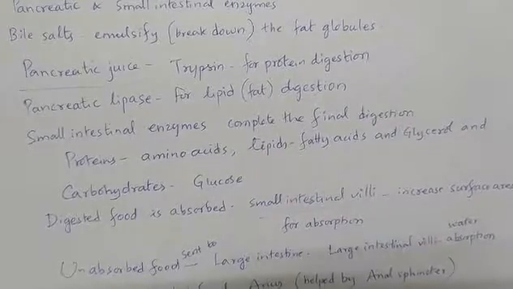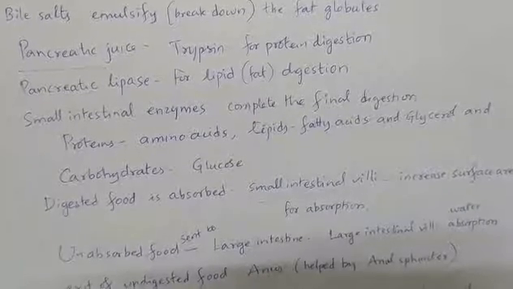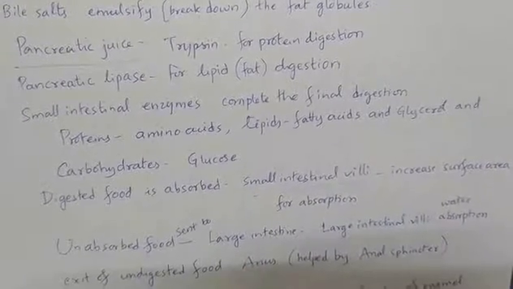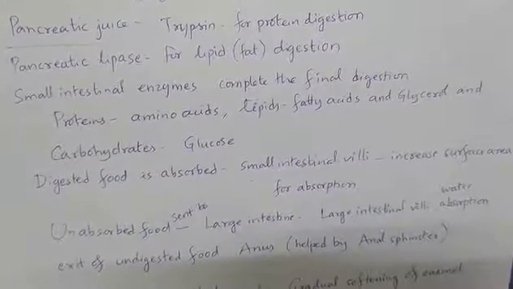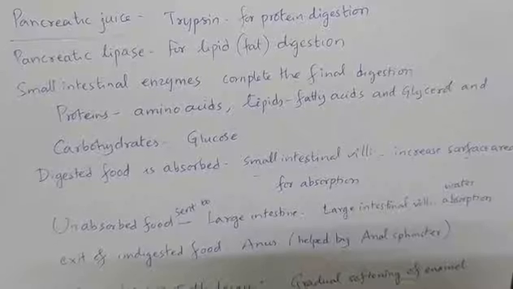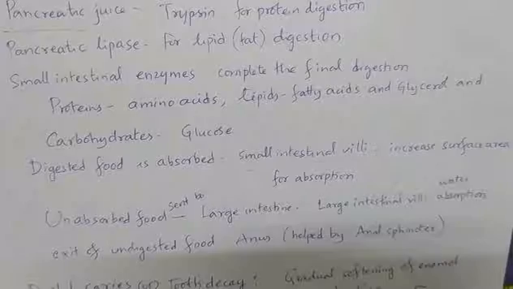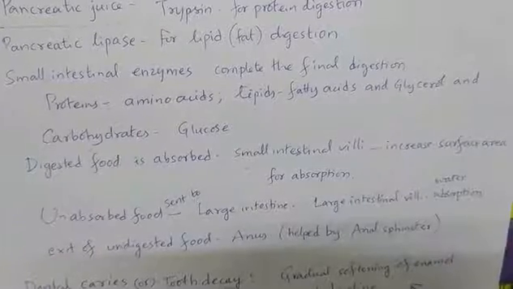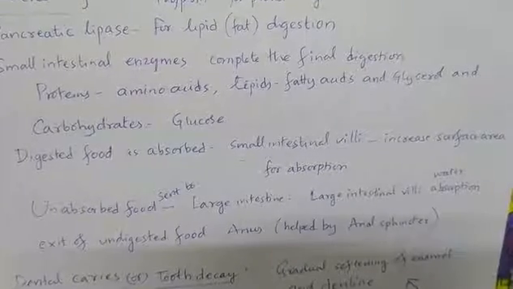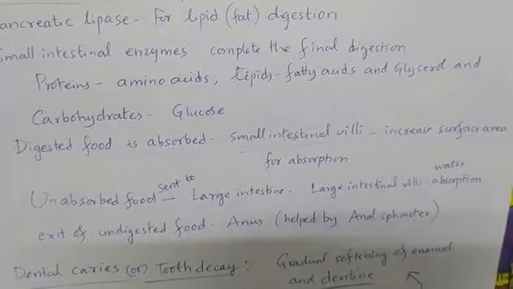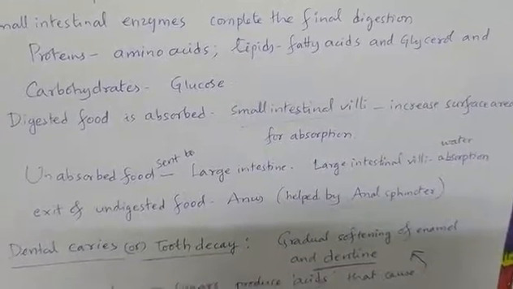Pancreatic juice contains trypsin and pancreatic lipase. Trypsin digests the proteins, pancreatic lipase digests the lipids. In small intestinal enzymes, carbohydrases, proteases, lipases and nucleases are present. They cause the proteins to be digested into amino acids, lipids into fatty acids and glycerol, carbohydrates into glucose, and nucleic acids into nucleotides.